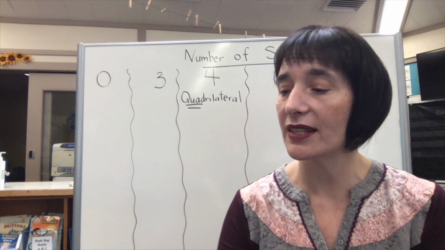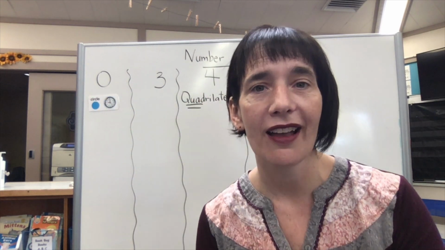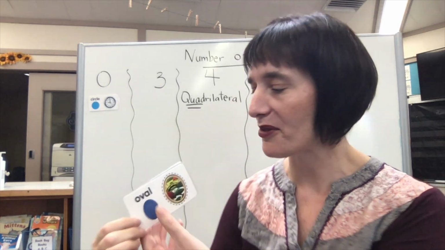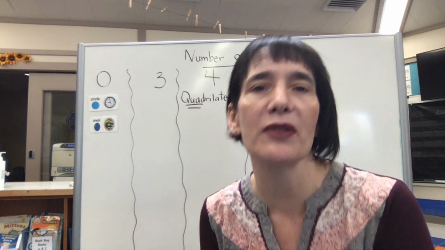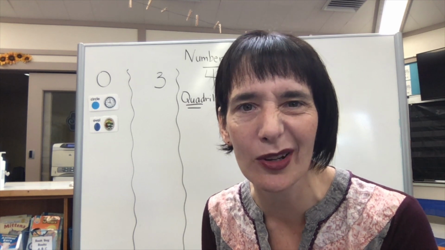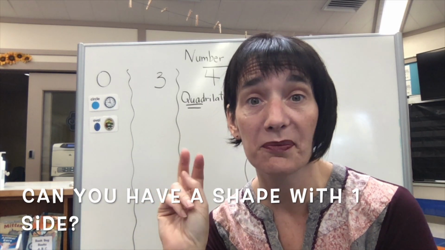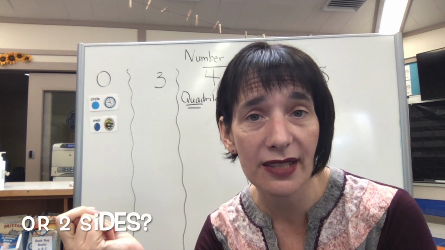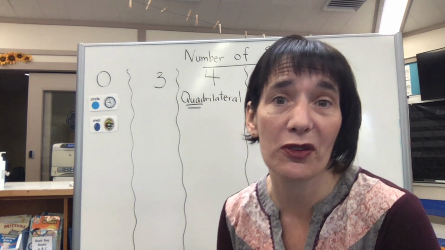Let's go ahead and put these up on our chart right here. Circle, and also we've got an oval, right? An oval. And a whole bunch of other shapes too probably might have 0 sides, but those are our main ones, our circle and oval. What about one side? Or 2 sides. Does that make sense for a shape? You might notice that my chart here has 0 to 3.